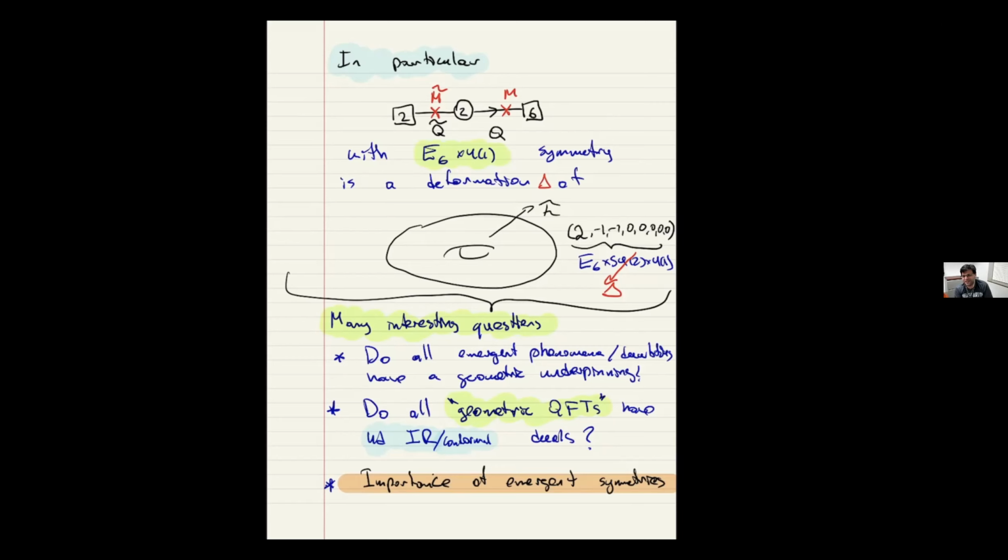The AGT type of correspondence to a CFT in 2 dimensions, I don't know. I would be surprised, but there might be a way to think about it.